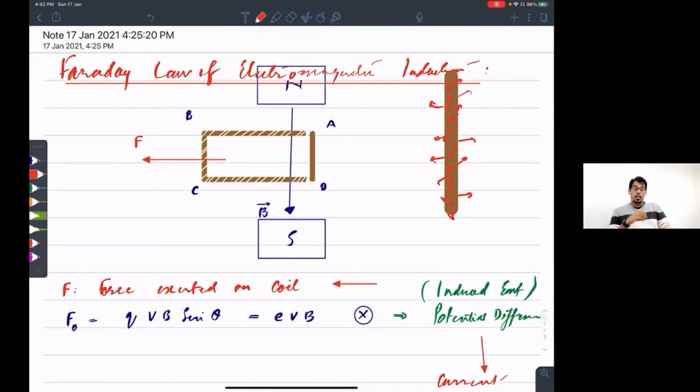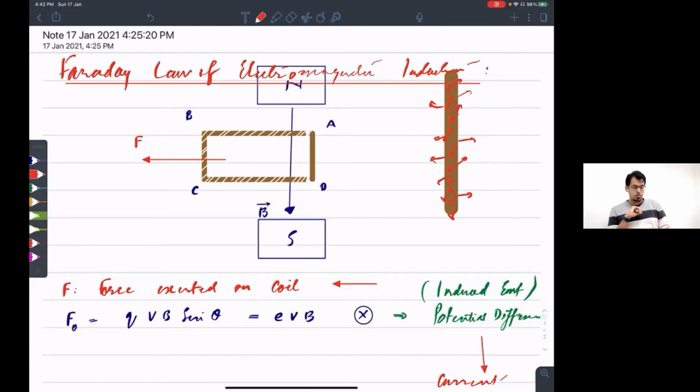Are you people getting it? How is electric current generated in this coil? When you move the coil, the magnetic field sees the electron moving in the magnetic field. It will exert a force. That force causes the electron to move in one specific direction. And when electrons start to move in one specific direction, electric current is generated. This current is known as induced current, and the EMF is known as induced EMF. Is it clear till here?